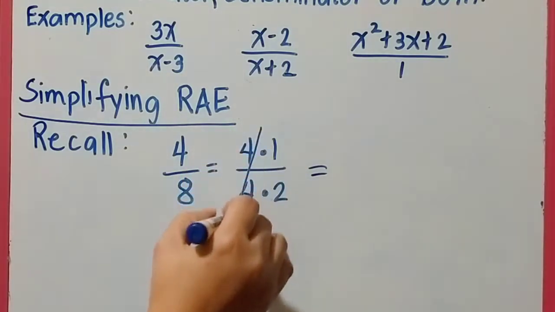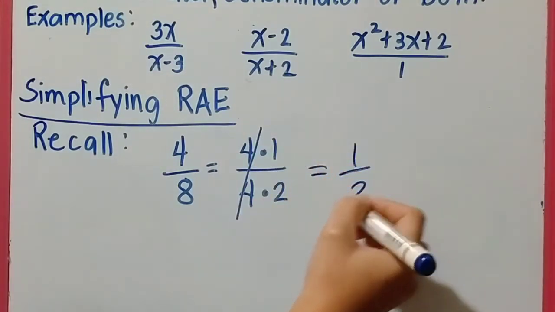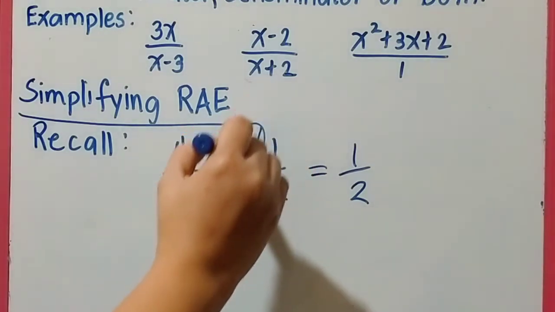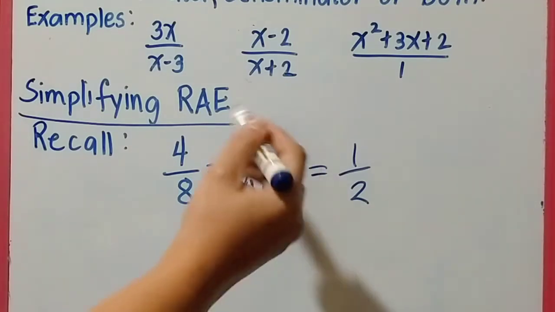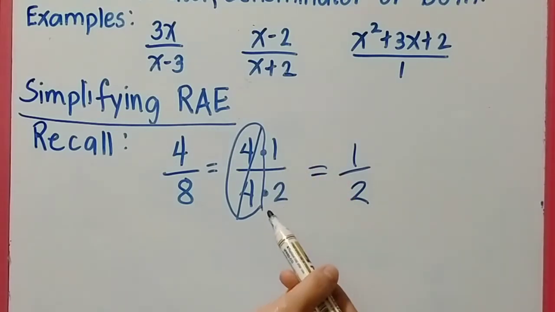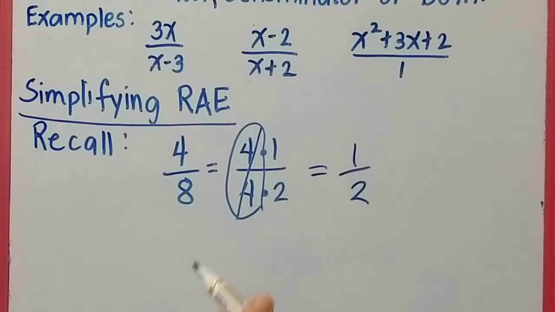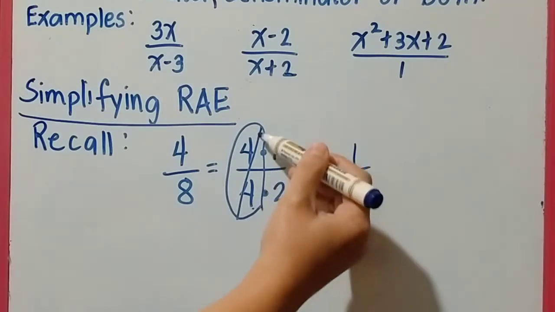What's the reason why we cancel 4 here? If we cancel 4, we have 1/2. Why did we cancel 4? As you can see, 4 over 4 here is a fraction equivalent to 1. The reason why we cancel it is that in effect, there's no effect. This 4 over 4 has no effect on 1/2, because according to the identity property of multiplication, any number multiplied by 1, the answer is the number itself. So 4 over 4 is a fraction equivalent to 1. That is the reason why we cancel that.